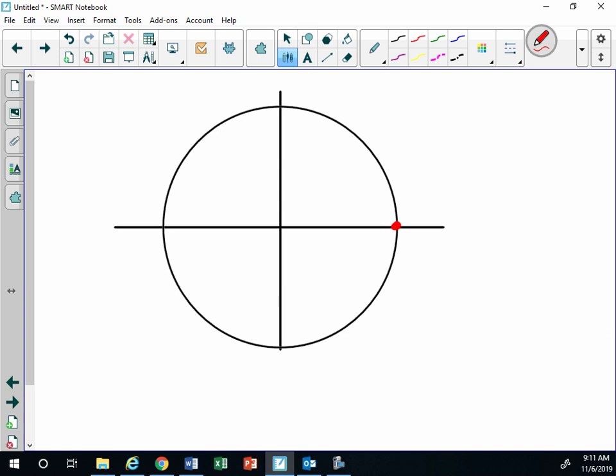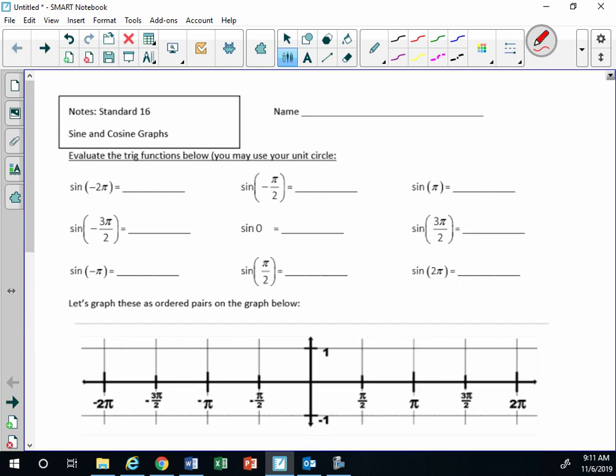So we would be over here, right? What's my ordered pair over here? 1, 0. Okay, so what is the sine over there? Is it 1 or is it 0? 0, okay. So the sine of negative 2 pi is 0. What about the sine of negative pi over 2? I'm going across, we don't really have to, but. Sine of negative pi over 2.